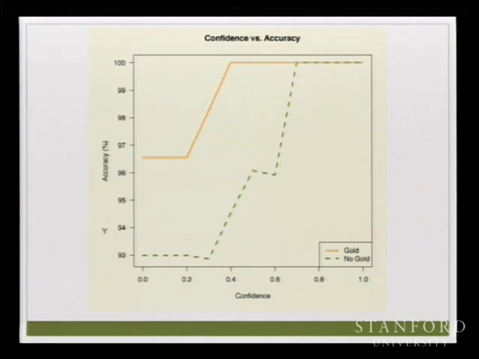And so you can see as the confidence value is higher, the empirical accuracy goes up. But when you've put in gold standard data that you use to figure out how good of a job the workers are doing, you get a better curve there.